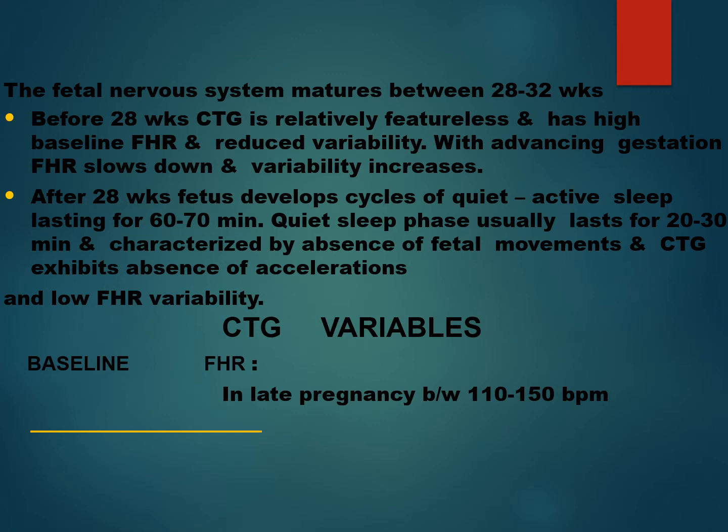It will have a high baseline fetal heart rate with reduced variability. With advancing gestation, fetal heart rate slows down, meaning the baseline will slow down and the variability will increase. After 28 weeks, the fetus develops cycles of quiet and active sleep lasting for 60 to 70 minutes. The quiet phase usually lasts for 20 to 30 minutes and is characterized by absence of fetal movements, absence of accelerations and low variability.